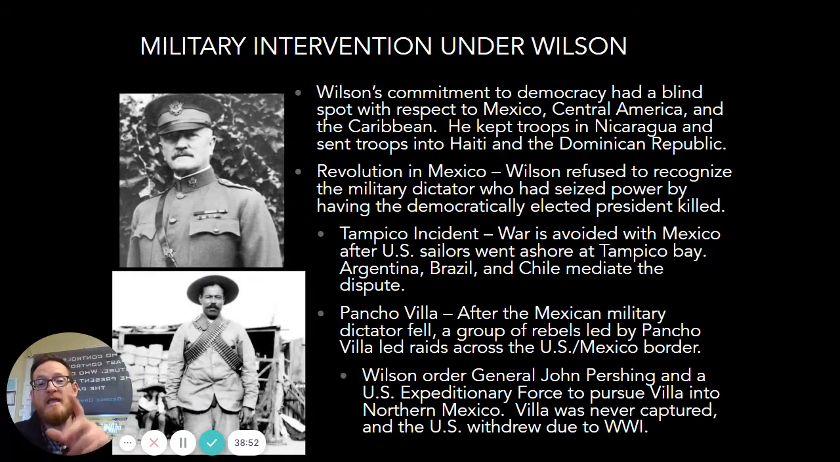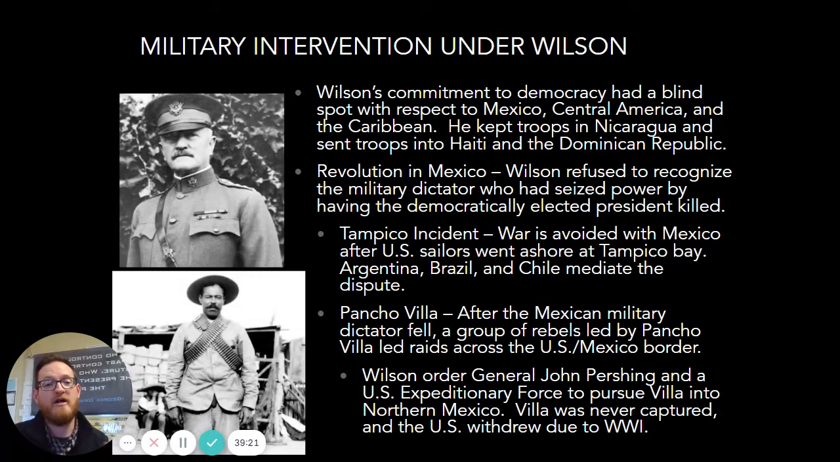But he would intervene militarily when he needed to. His commitment to democracy, again, in relation to some areas, he wasn't as committed to that. He did keep troops in Nicaragua, sent troops into Haiti and the Dominican Republic. Within Mexico during this time, you would have a military dictator that would come to power after having the democratically elected president killed. In the Tampico incident, war is avoided with Mexico after the U.S. sailors went ashore at Tampico Bay.